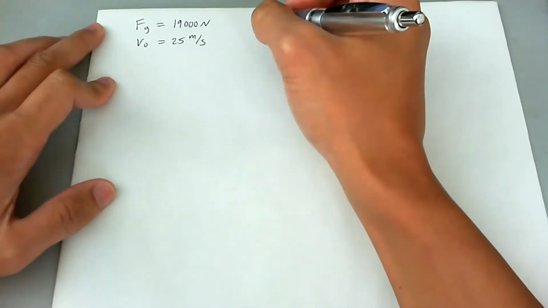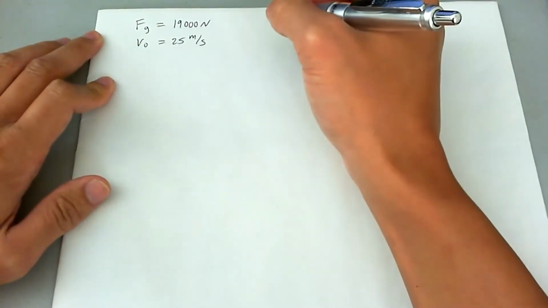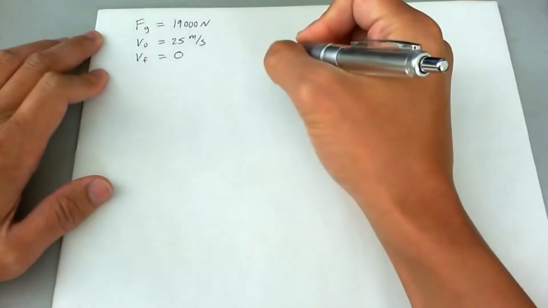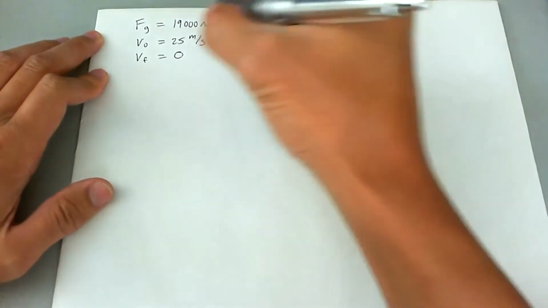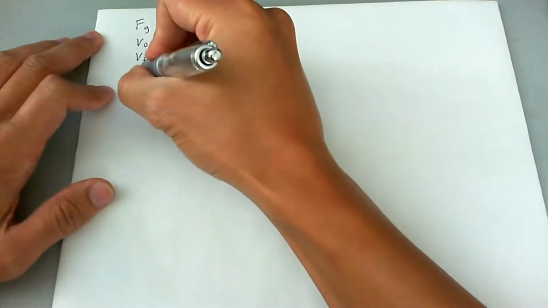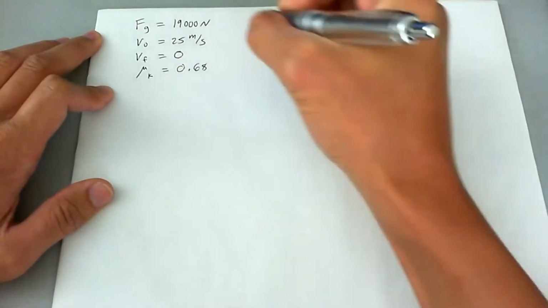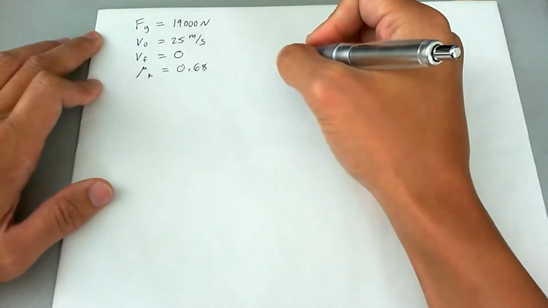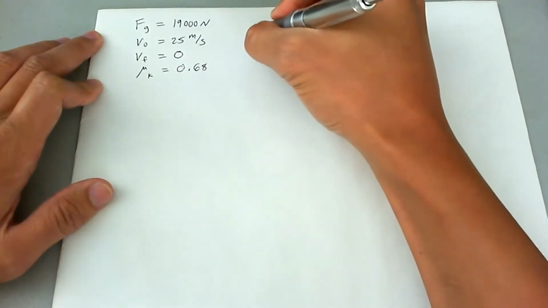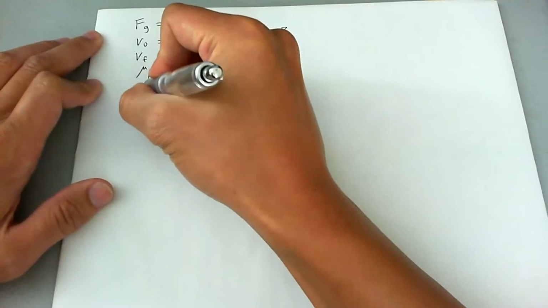Driver panics when an elk runs onto the road. So the driver wants to brake and stop. So basically that means that we can infer that the final velocity is 0. In the problem, it states the coefficient of friction, and since the truck skids, we'll say it's the kinetic coefficient of friction, it's going to be 0.68, no units. And what they're asking is, what is the final position of the truck? This is assuming that the initial position is 0.